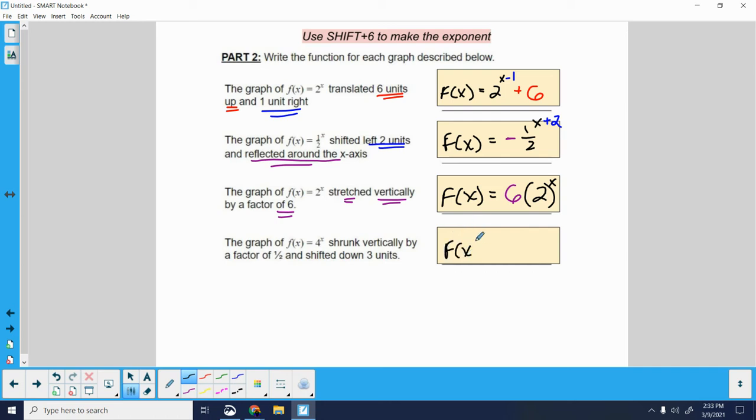And then the last one is shrunk vertically. So shrinking is going to change the a value. We're going to make that 1/2. And then it's also being shifted down 3 units. So up and down goes to the end of the equation, and we do not do opposite of what our brain thinks. So we just do -3.